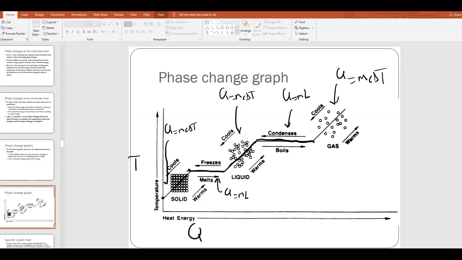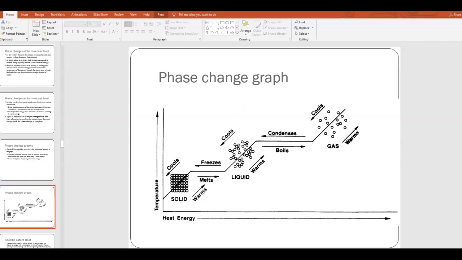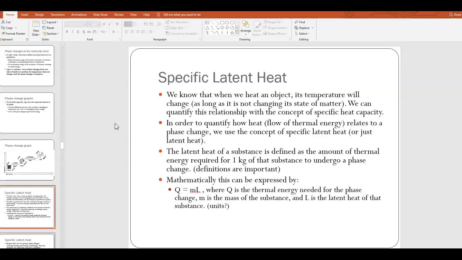We're going to go on to the next slide. Let's talk more about specific latent heat. So we talked about this before. We know when we heat an object, its temperature will change as long as it's not in the process of phase changing. Okay, that's how we can quantify the concept of specific heat capacity. In order to quantify how heat relates to a phase change, we have this concept of latent heat.